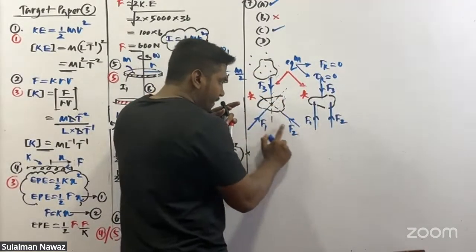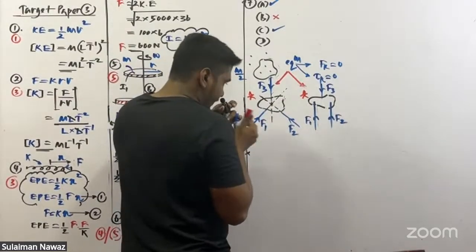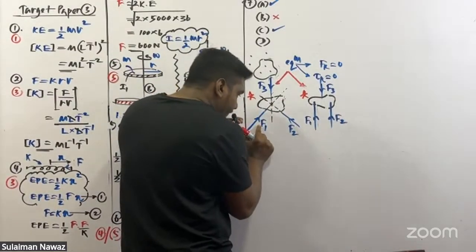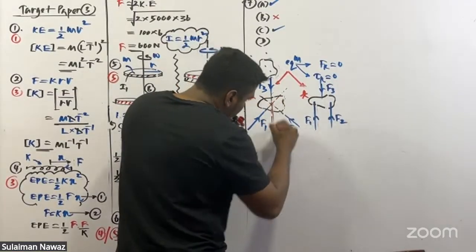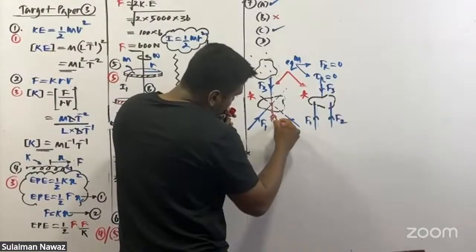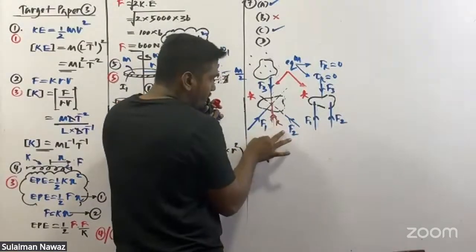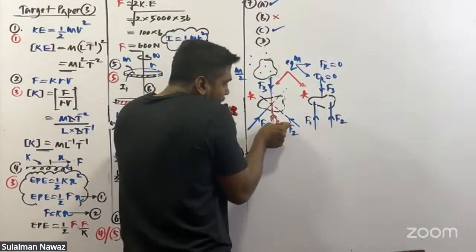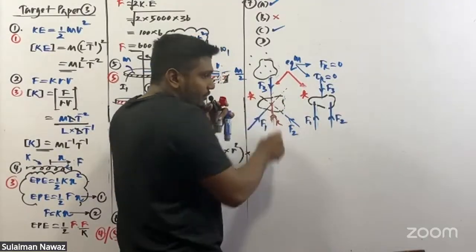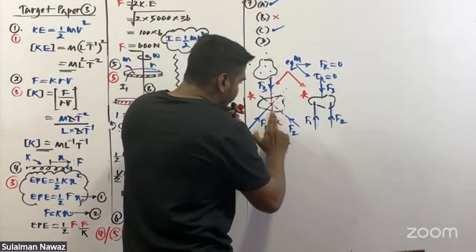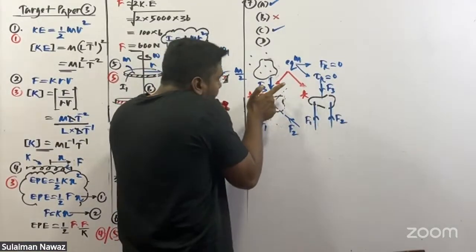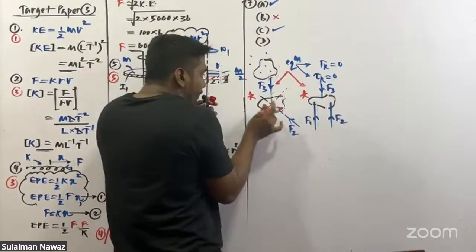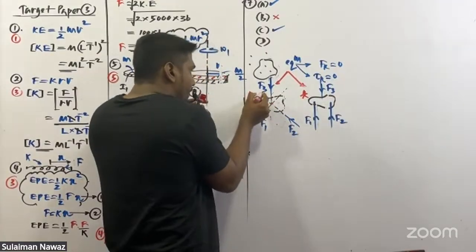Let's say you mark the resultant of F1 and F2. Definitely that should be opposite to F3. Magnitude wise, R's magnitude must be equal to F3's magnitude. If you consider F1 and F3, the resultant of F1 and F3 must be opposite to F2.